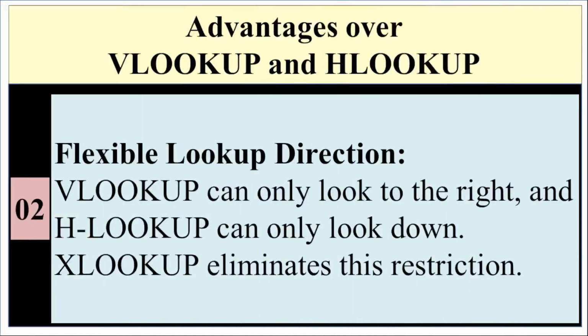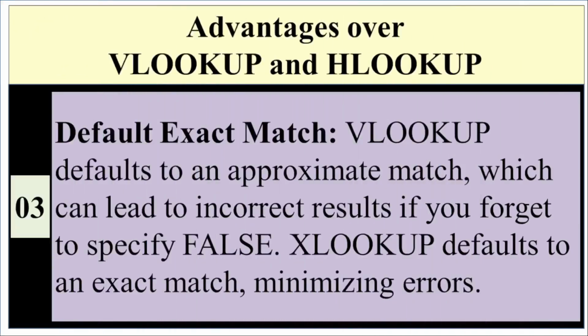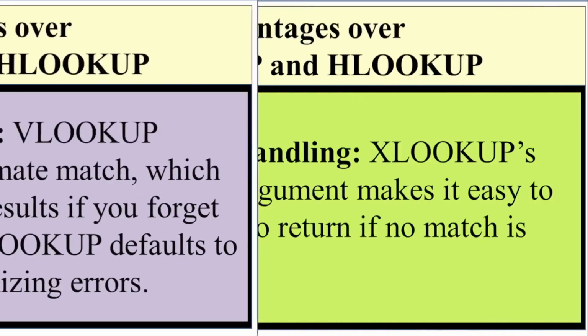Advantage number 2, flexible lookup direction. VLOOKUP can only look to the right, and HLOOKUP can only look down. XLOOKUP eliminates this restriction. Advantage number 3, default exact match. VLOOKUP defaults to an approximate match, which can lead to incorrect results if you forget to specify false. XLOOKUP defaults to an exact match, minimizing errors.